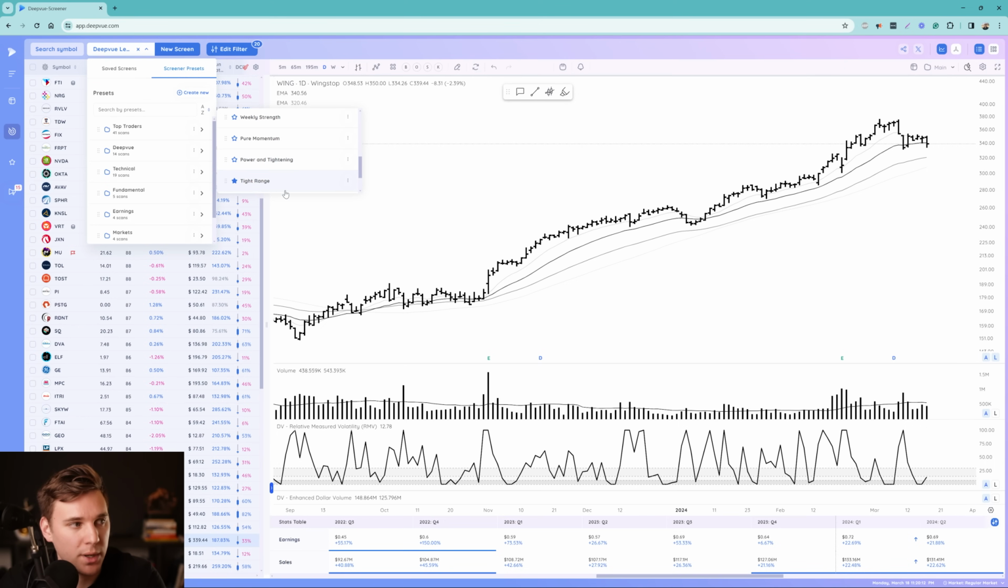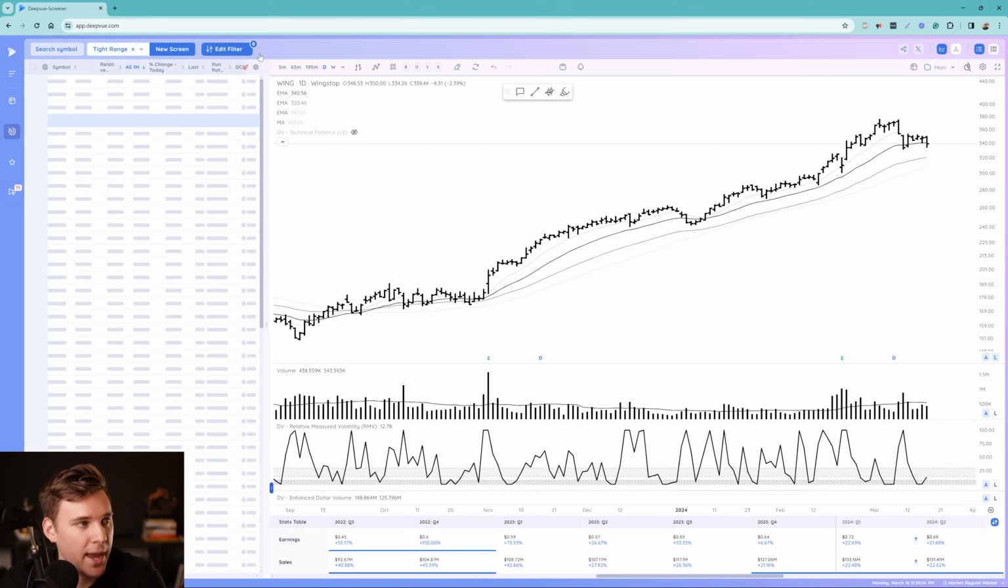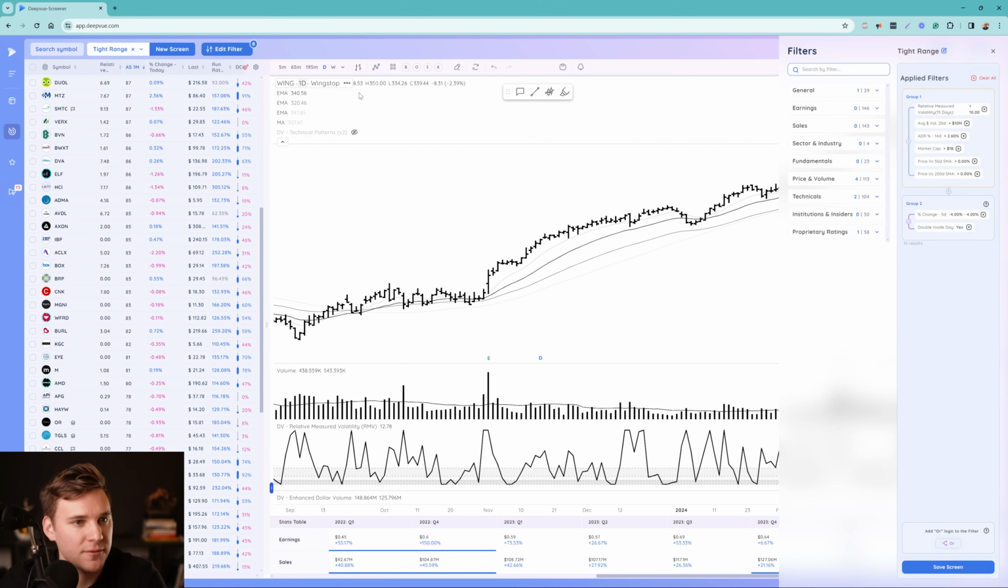I've also used this one. Let's go ahead and load that up and take a look at the filters. We're looking basically for a high ADR name with a minimum dollar volume and minimum ADR. So basically looking for a high momentum name that has very low RMV, under 10 currently. And there's some other criteria here, which you can take a look at your own leisure.